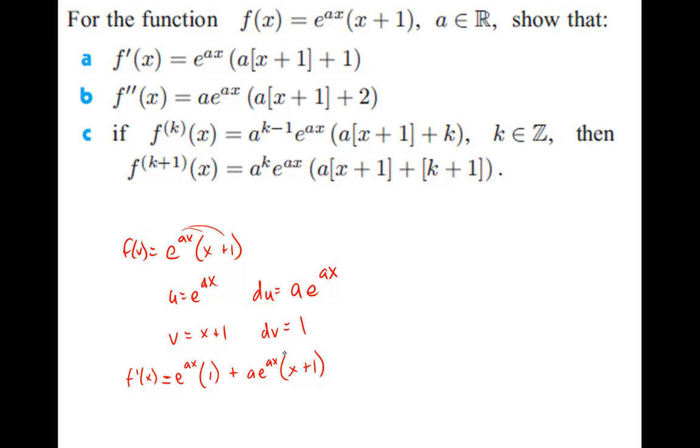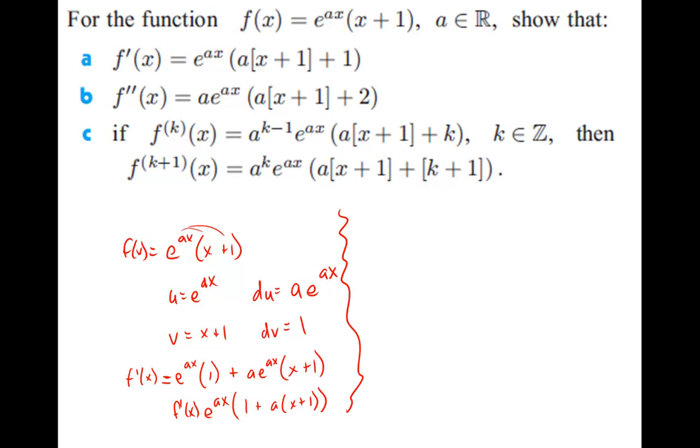And so now all we have to do is simplify. So we're going to factor out the e to the ax. This will leave us with 1 plus a times x plus 1, which is what we have right there, just the ones in a different order. All right, so we got the first derivative. Very nice, very nice. All right, moving on.